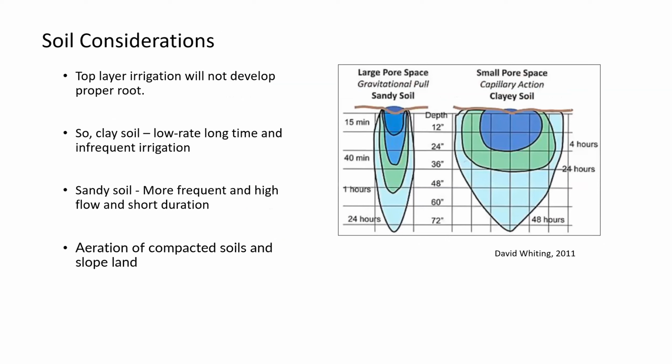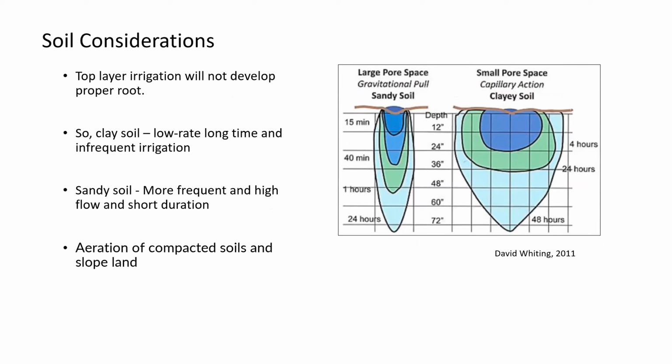Also, soil consideration. Now, each urban farm might have different soil. Some have sandy soil, some have more clay soil, some have in between. What we need to understand is that the infiltration rate for sandy soil is faster, and for clay soil it's slower. Also, in clay soil the water spreads out, but in sandy soil, it just goes down.